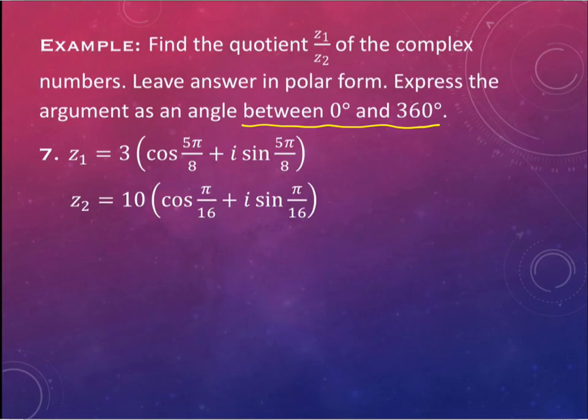All right. So let's take a look at the division of these complex numbers. So Z1 over Z2. What will I have at the beginning? 3 over 10. Very good. And then what will I have?